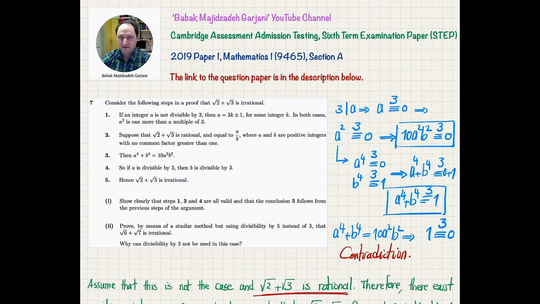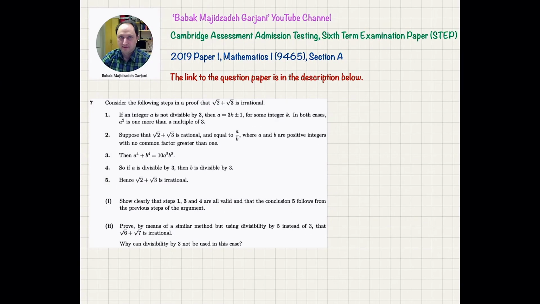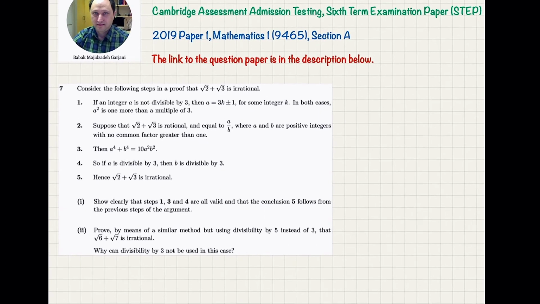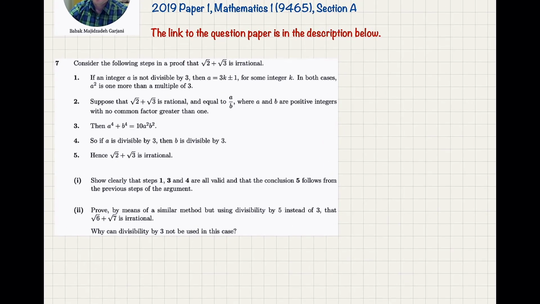Okay, now we go to the second part of the problem. We want to prove that the square root of 6 plus the square root of 7 is an irrational number, and it is given in the problem itself that we need to consider divisibility by 5 instead of divisibility by 3. Okay, so let us see how we should modify each one of these statements, if we want to consider divisibility by 5.